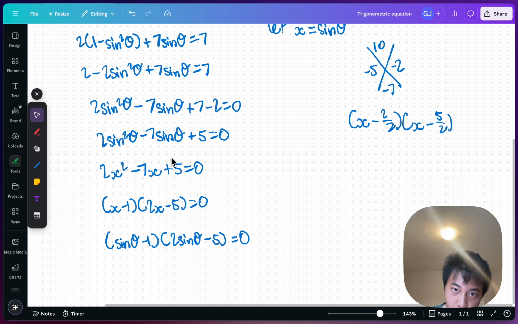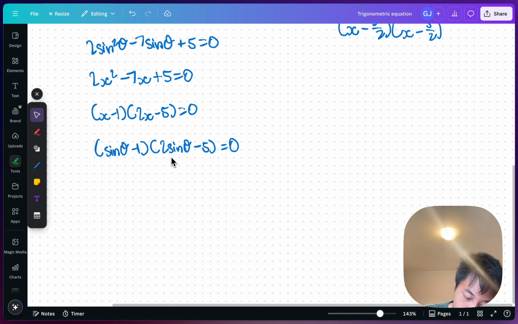And therefore sine equals 1, or sine equals 5 over 2. And we can recognize that the value cannot be more than 1. So this one here is going to be undefined.